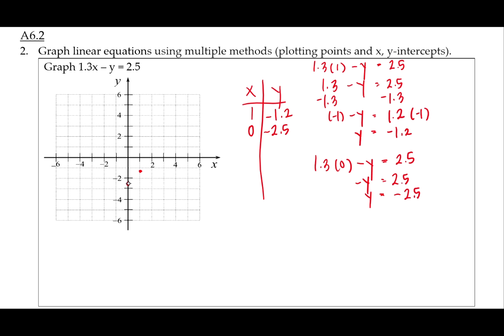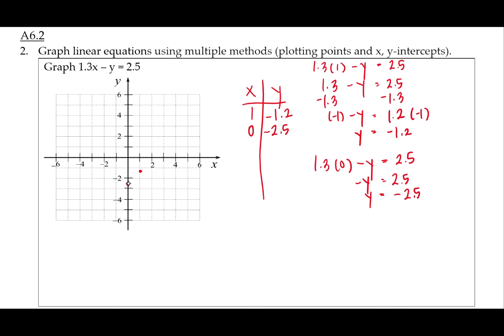And now we're going to find a third point. You can graph a line with just 2 points, but it's always a good idea to find a third point so that you can verify that you didn't do anything wrong. If the 3 points form a triangle, something is wrong. They should all fall on the same line.